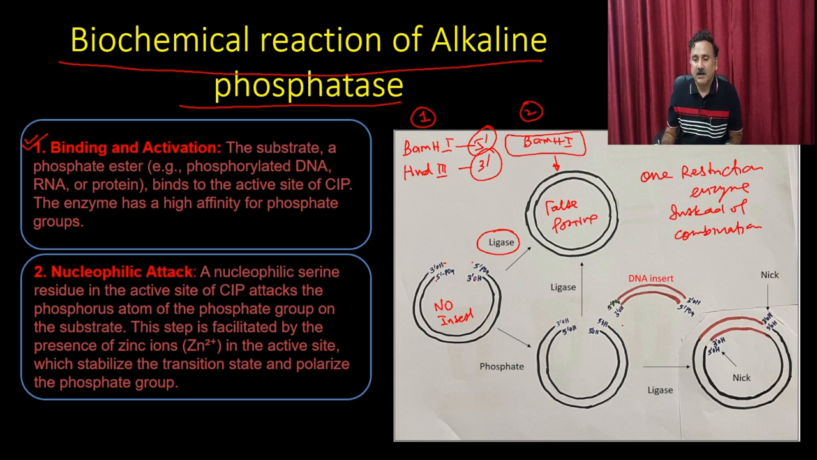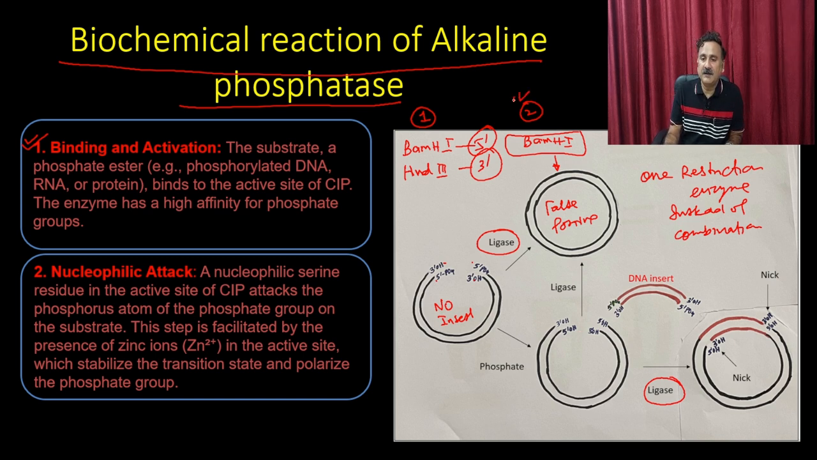Whereas, if I have an insert which is also digested with BamHI, and what I will do is treat the vector with CIP. In that case only the insert will go and fit into this, and it is going to allow the ligation reaction, and that is how it is going to perform. So, why are we doing the CIP?